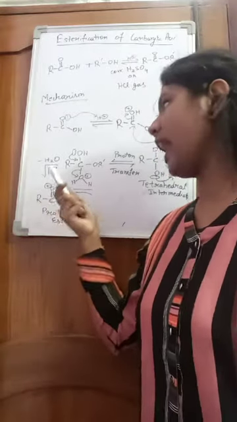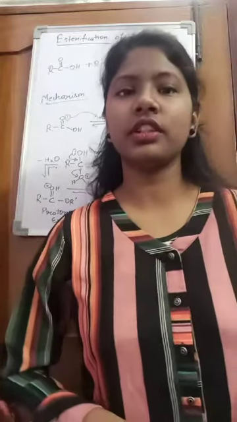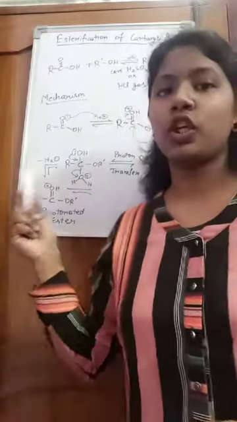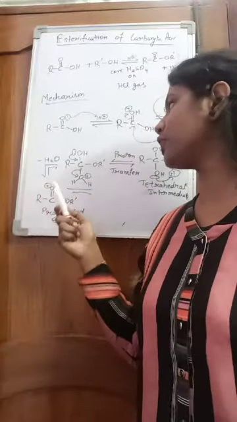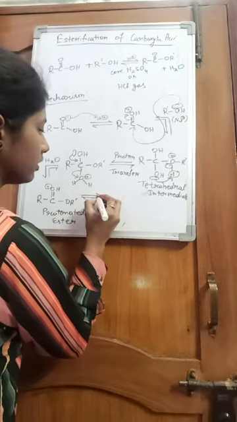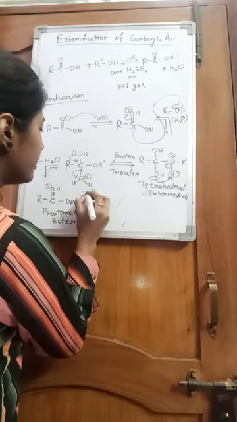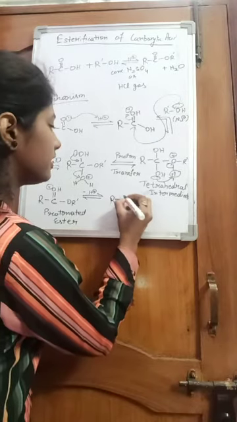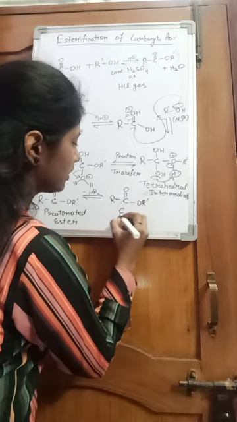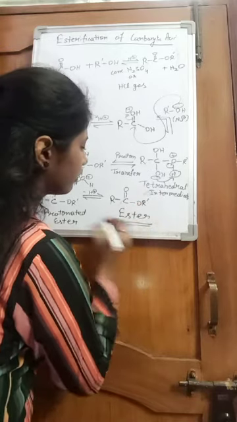Since oxygen has a plus charge on it, and oxygen is of course a very electronegative atom, it is not stable at all with a plus charge. So it has to remove this H plus from itself. When this H plus is removed, minus H plus, what we will get is our C double bond O and OR dash. So this is the ester that we need.